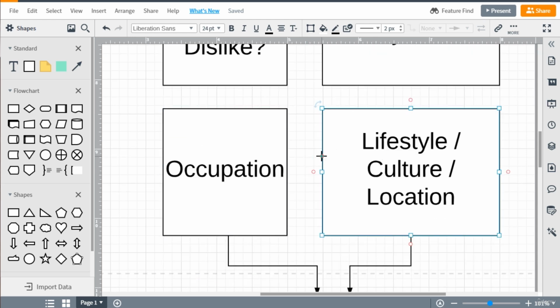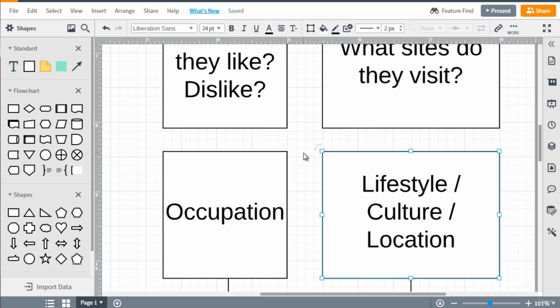So lifestyle, culture, location. One big mistake that a lot of people make when they start running ads is that they focus on a specific person, but they don't think about what that person is thinking. So if you're targeting a specific location, then you need to start thinking about culture. You need to start thinking about what they're thinking and all of that.